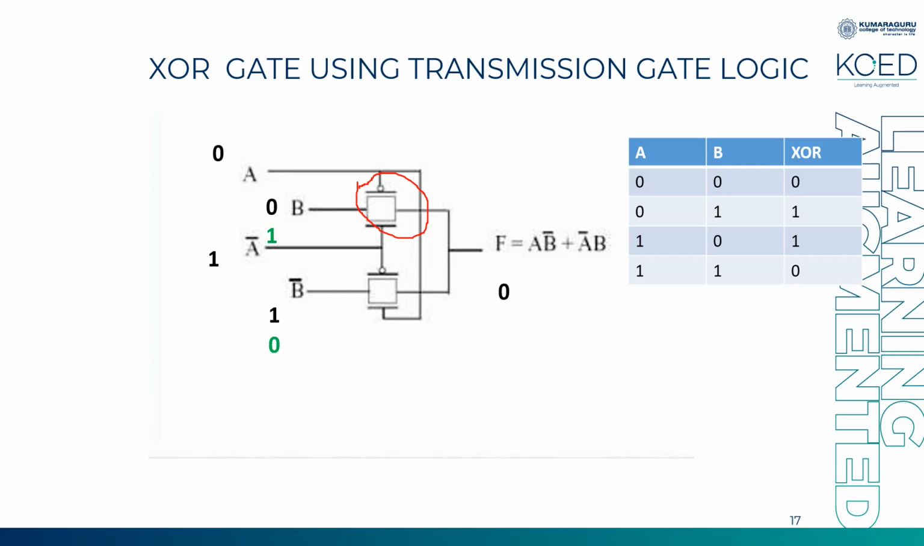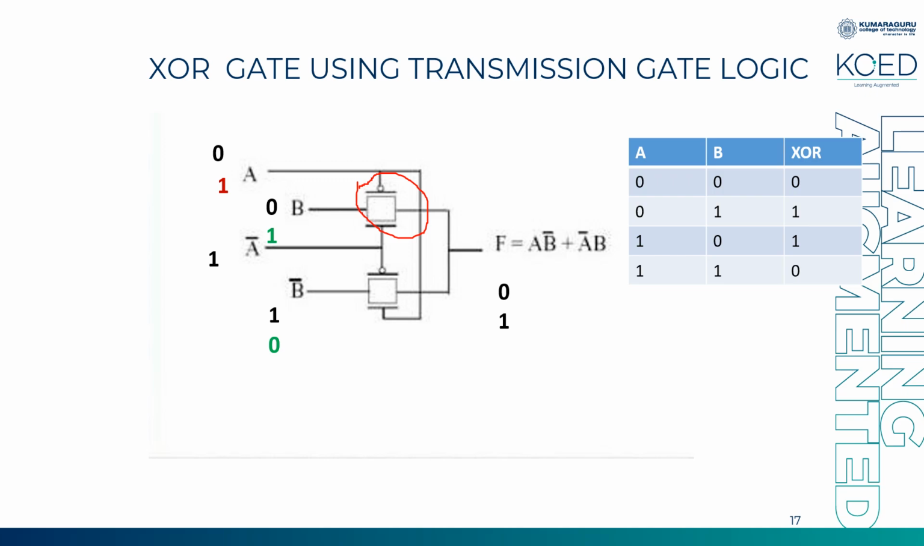But my A is 0, so the same transmission gate will remain in on condition, but the value alone will differ because this B has the path to move from here to F. So 1 will pass from B to F. 1. Okay. Next condition 1 0.